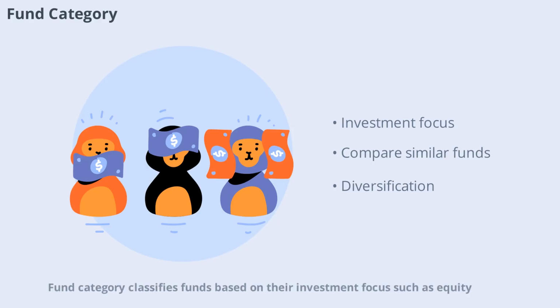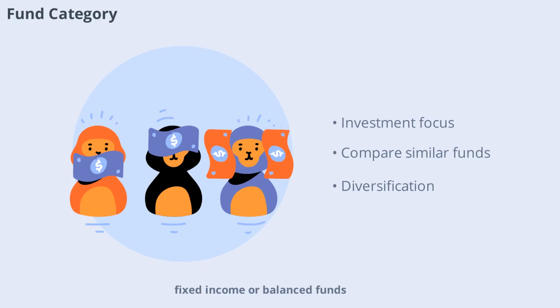Category classifies funds based on their investment focus, such as equity, fixed income, or balanced funds. Knowing the category helps investors compare similar funds and align their choices with their financial goals and risk tolerance. Each category has its own risk-return profile, so understanding where a fund fits is crucial for building a diversified portfolio.